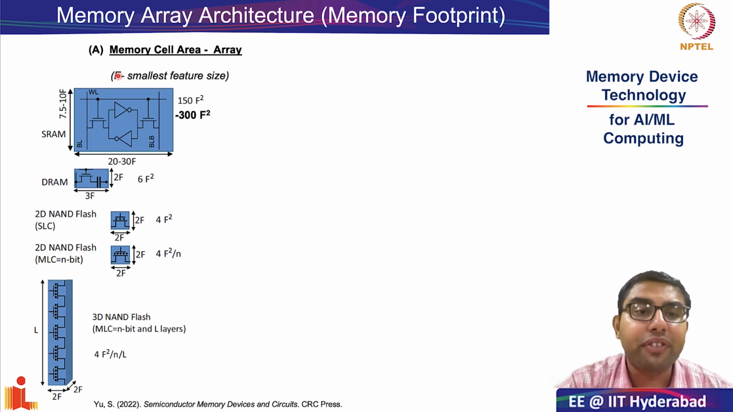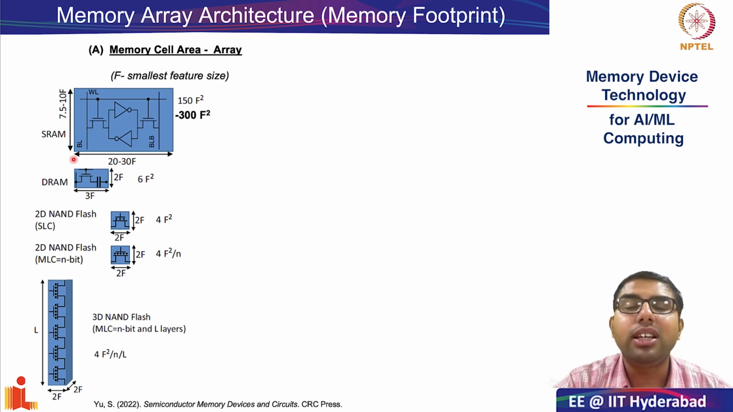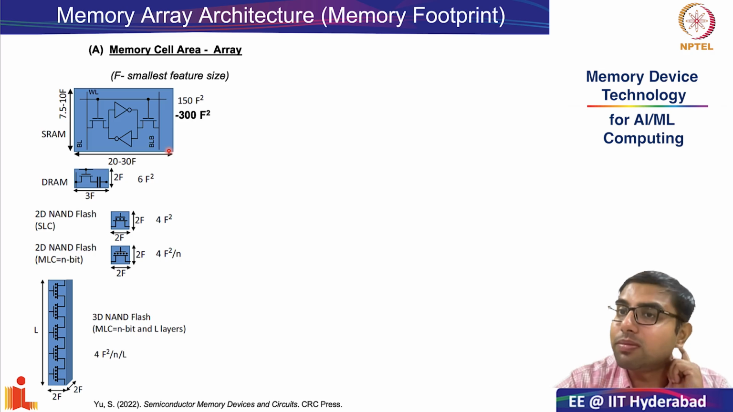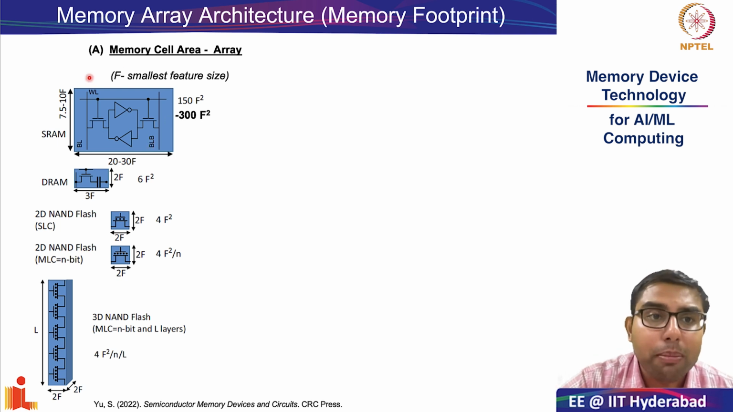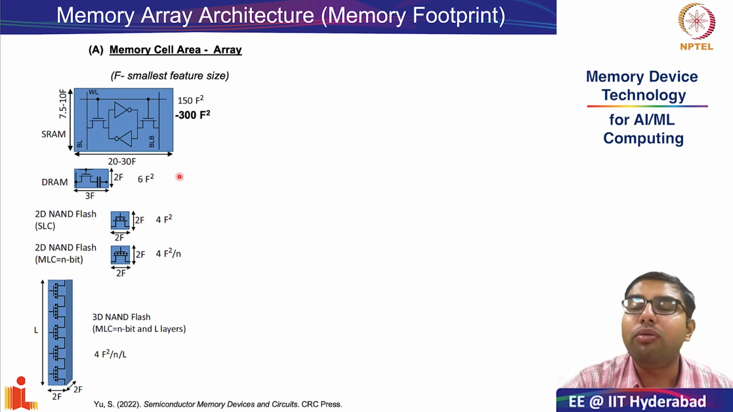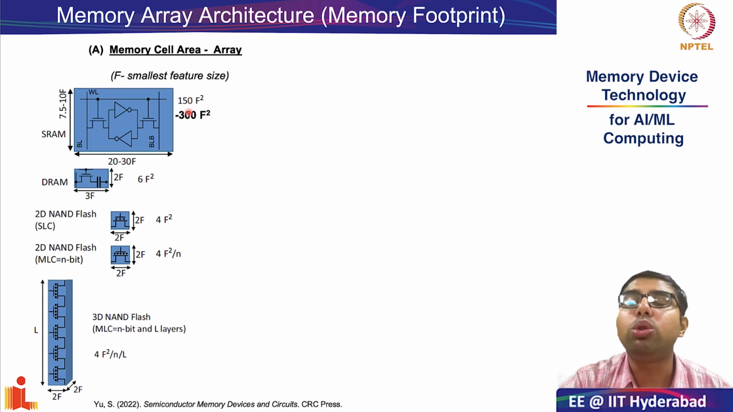In the case of an SRAM cell, as you can see, the height of the cell is roughly 7.5 to 10 feature sizes, whereas the width of the cell is 20 to 30 times the smallest feature size. This is because a single SRAM cell packs in 6 transistors. The multiplication of the height and the width will give you roughly 150 to 300 F squared. This is the case for SRAM.